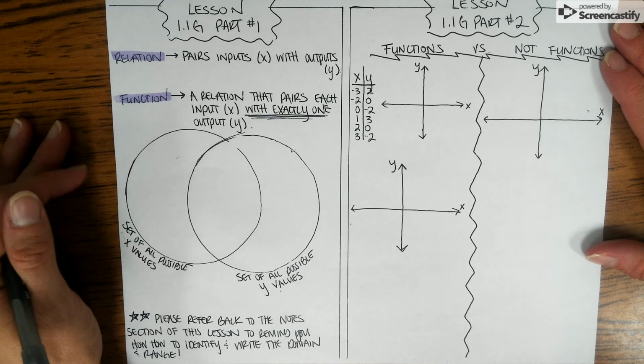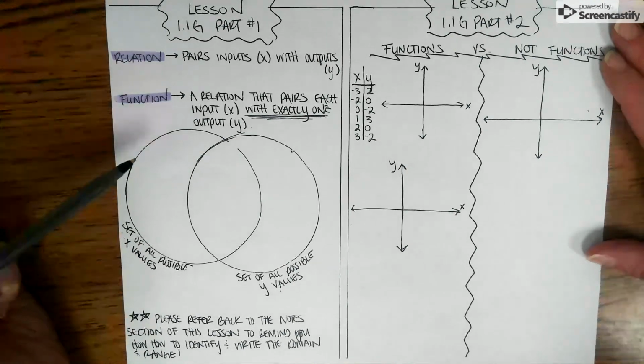Darn technology. Okay, back to the Venn diagram. I'm going to brainstorm different words. Holy cow, now the lights went off on me.